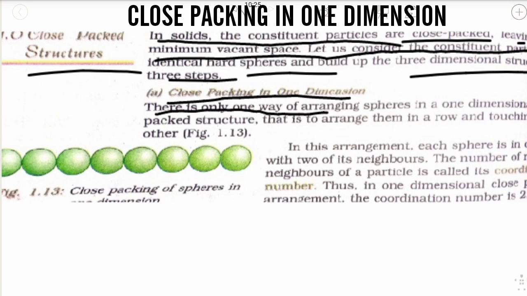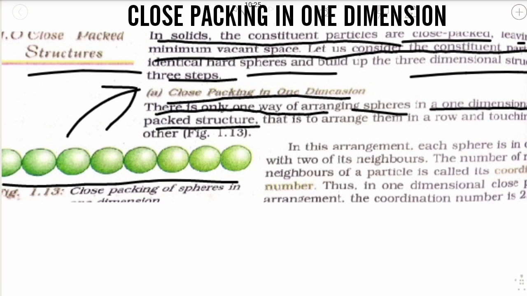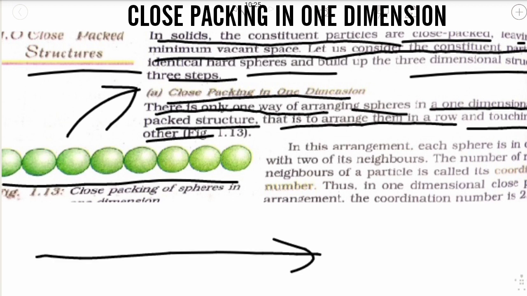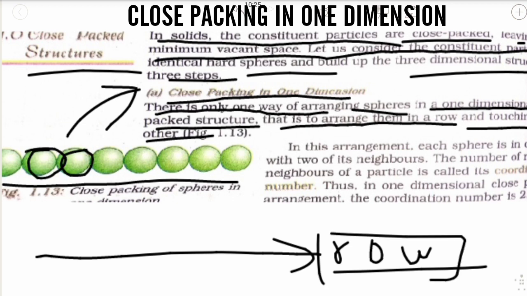There is only one way of arranging spheres in a 1-dimensional close packed structure. That is to arrange them in a row and touching each other. See here, they are touching each other and they are arranged in a row, in close packing in 1 dimension.